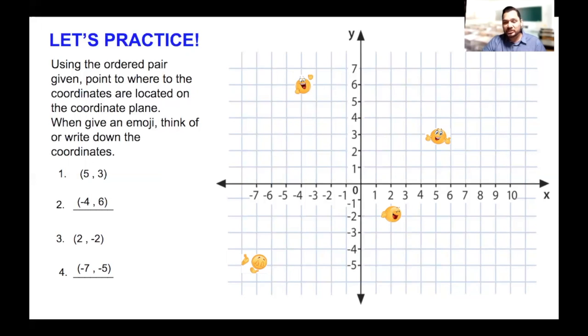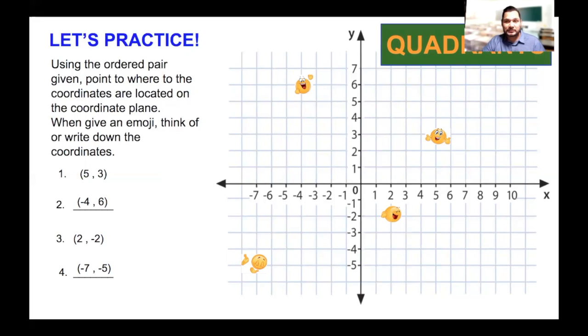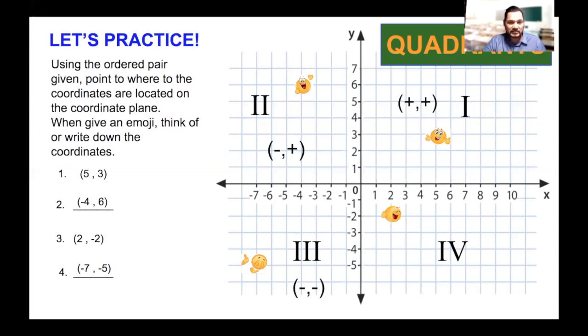Now those sections are actually known as quadrants. And these quadrants are labeled in numerical order counterclockwise. Quadrant 1, quadrant 2, quadrant 3, quadrant 4. Another thing that you might have noticed is that each coordinate point has an exact representation in each quadrant. Quadrant 1, the x will always be positive and the y will always be positive. Quadrant 2, x will always be negative and y will always be positive. Quadrant 3, -x, -y. And quadrant 4, +x, -y.